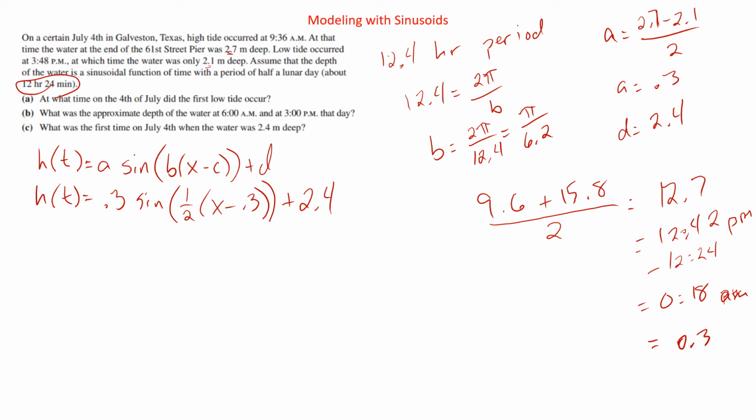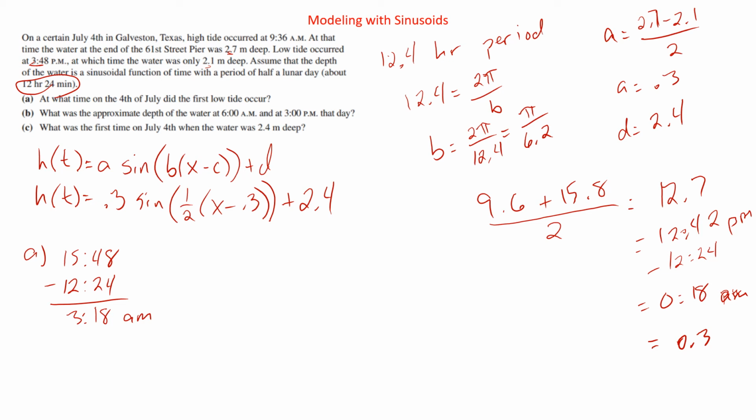There is our equation. So now we could ask, at what time on the 4th of July did the first low tide occur? Well, we could do that without finding the equation, because we know that the second low tide happened at 3:48. So for part A, we can go 1548 minus the 1224 to give us 3:18 a.m. Now, notice I changed it to 15. That just helps with the time.